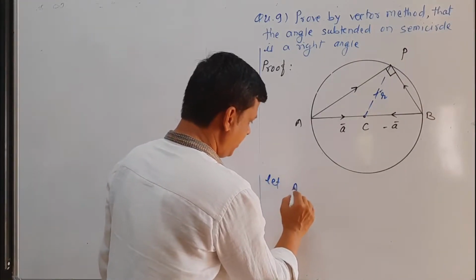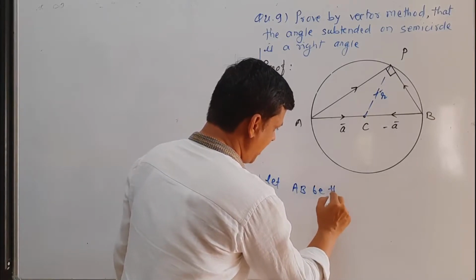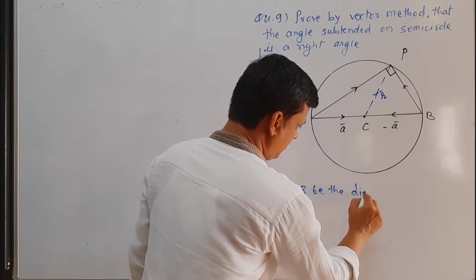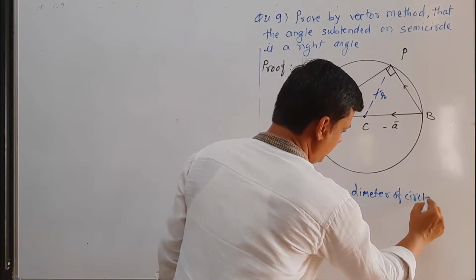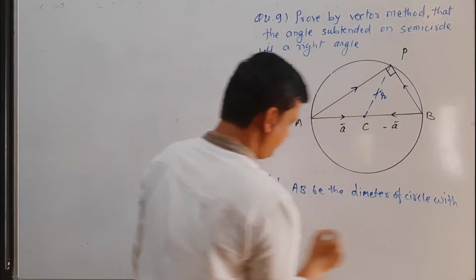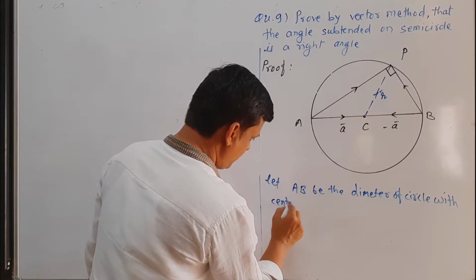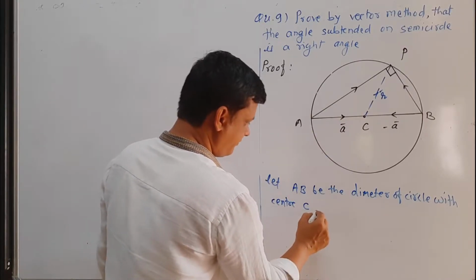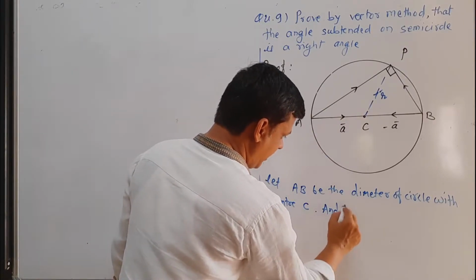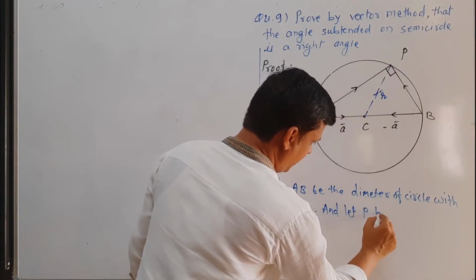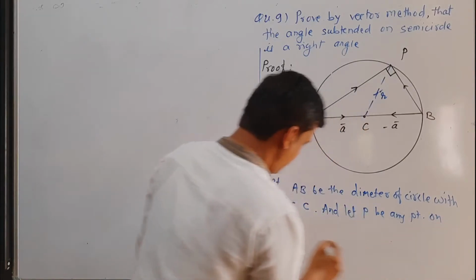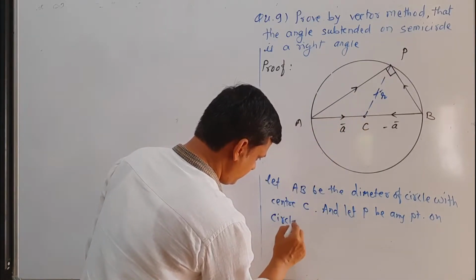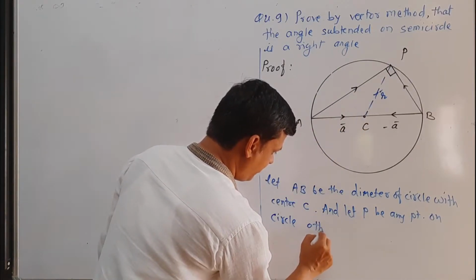Let AB be the diameter of circle with center C, and let P be any point on circle other than A and B.